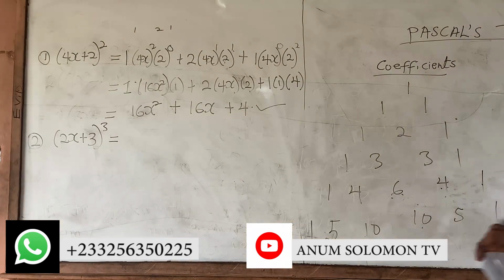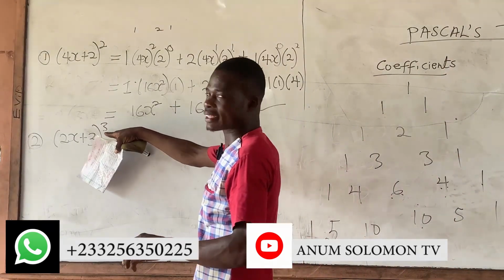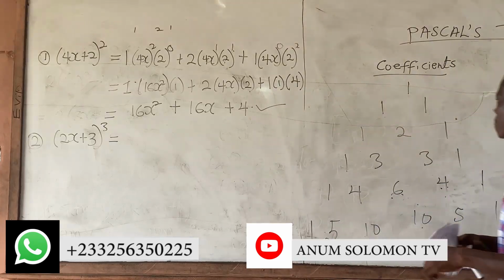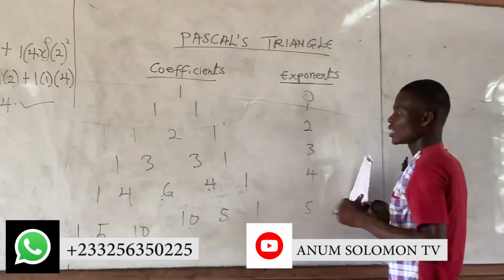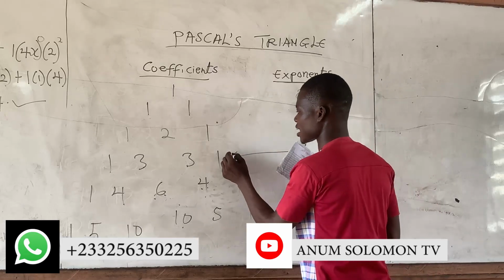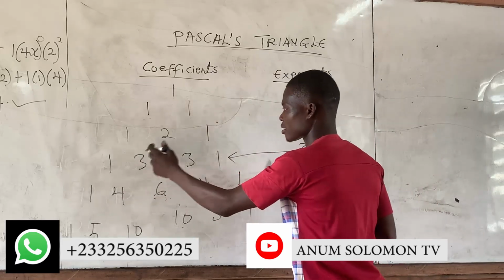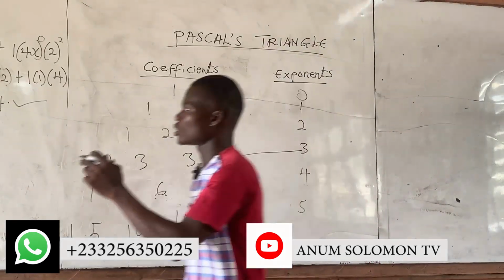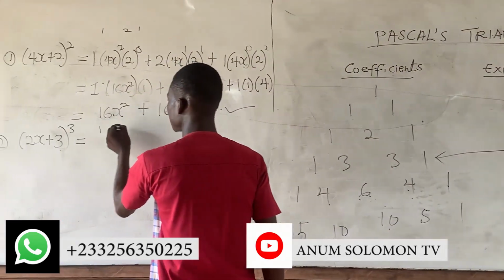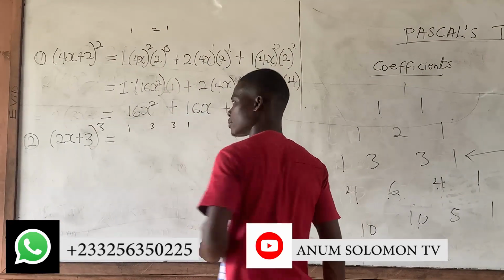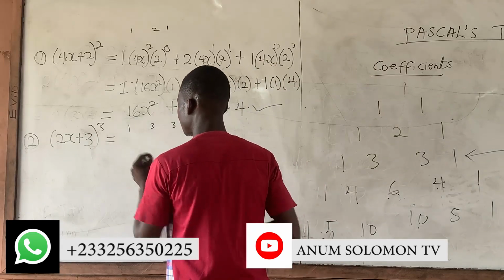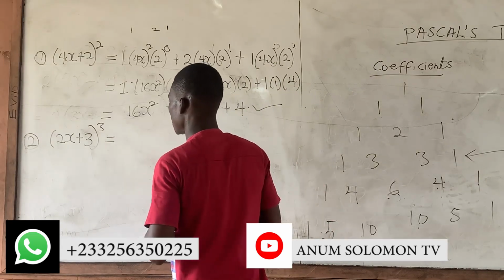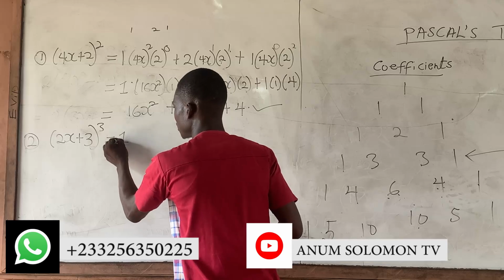You see the given power is power 3. On this note, let's check the exponent 3. This is exponent 3, and exponent 3, its coefficients are 1, 3, 3, 1. So let's write 1, 3, 3, 1. So now the first coefficient is what? 1. The first coefficient is 1.